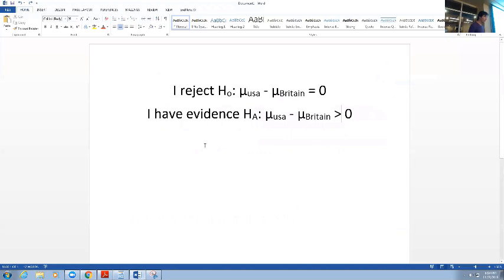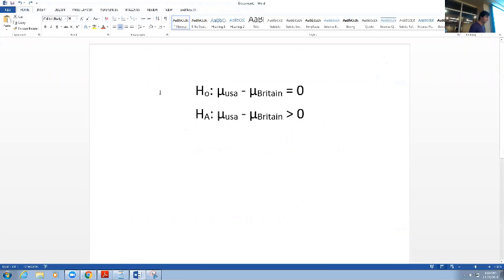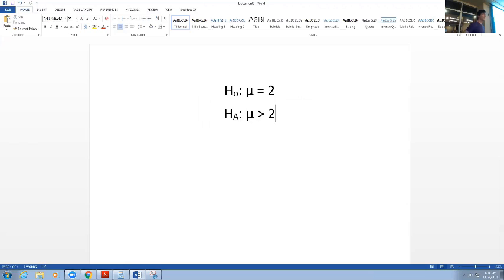So let's go over here to our null and alternative and change what we have written. Now we are just testing a single mean. And what is the hypothesized value we are testing against? 2 minutes. So the null states that the true mean time it takes to fill out the survey is equal to 2 minutes. The alternative is that the true mean time it takes is more than 2 minutes.